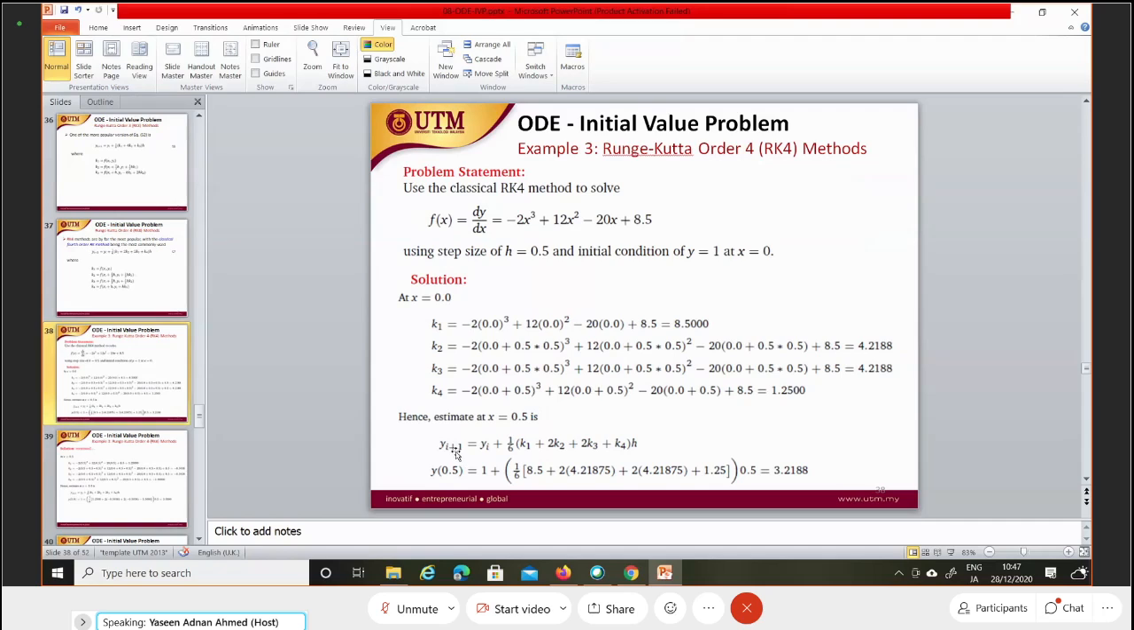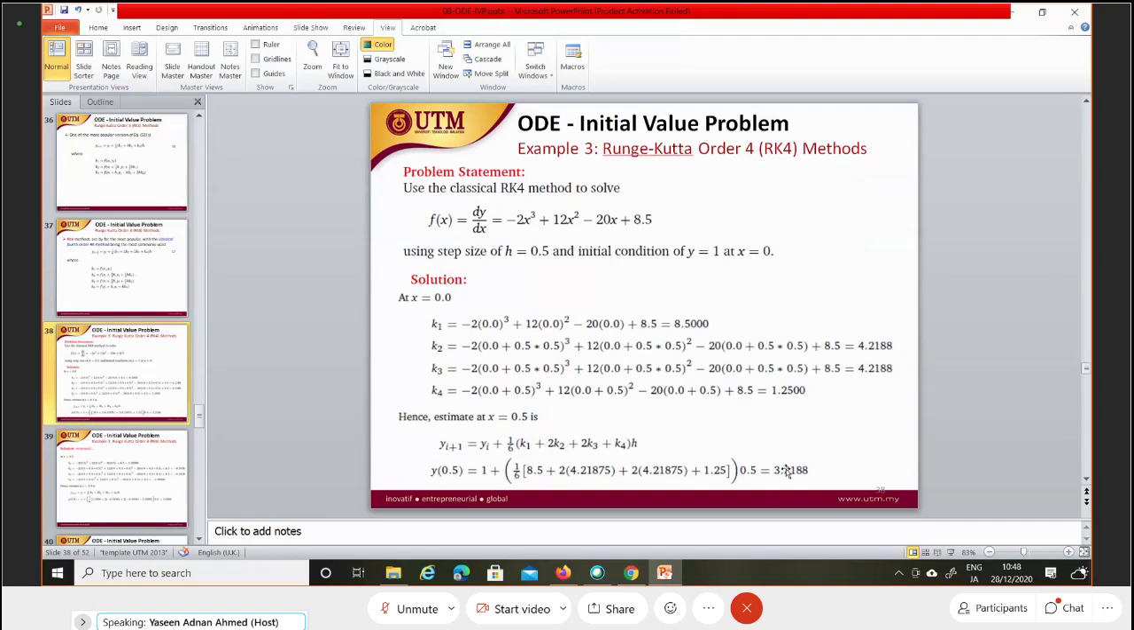So your future predicted value will be the old value plus 1 over 6, K1 plus 2 K2 plus 2 K3 plus K4, multiplied by h. So the value of y at x is equal to 0.5 will be, because the value of y at x is equal to 0 is 1, the initial value is 1, plus this value multiplied by h, you will get this. So that is your value of y at x is equal to 0.5.